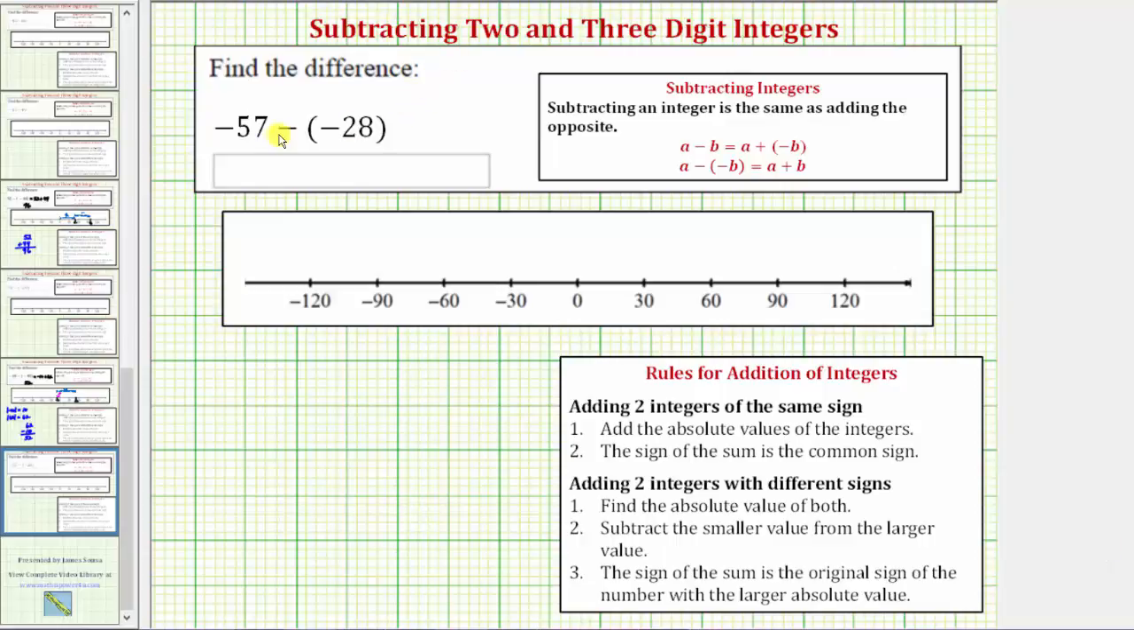We're asked to find the difference. We have negative 57 minus negative 28. To find this difference, we'll write the difference as a sum and then find the sum. We can write the difference as a sum because subtracting an integer is the same as adding the opposite.